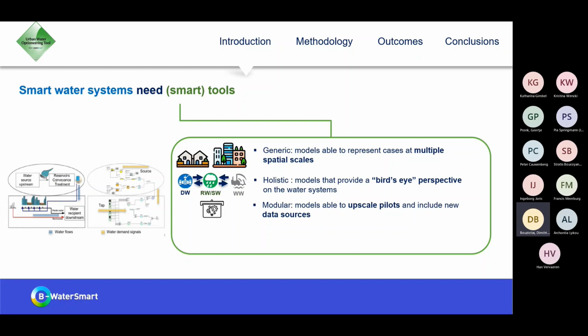We need tools that are modular, so we need models that are able to include new sources, represent new promising technologies, and tools that can also be used supportively to explore how small-scale pilots can be upscaled. And finally, we need a scenario-based approach in our modeling, where we also simulate what-if possible futures in the systems, and we can change social or environmental factors and immediately see their effects and stress test our technologies.